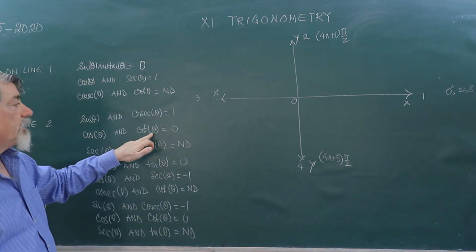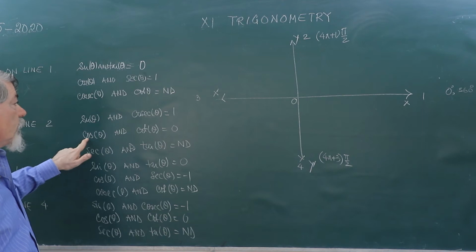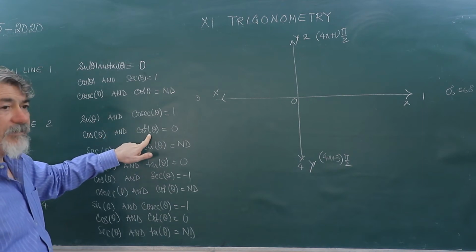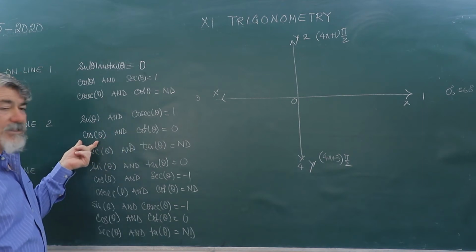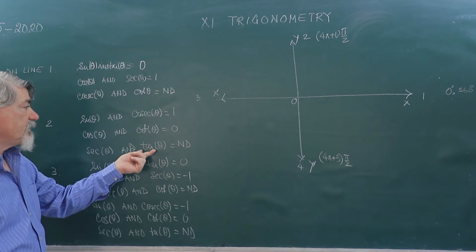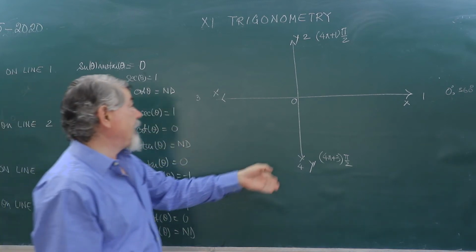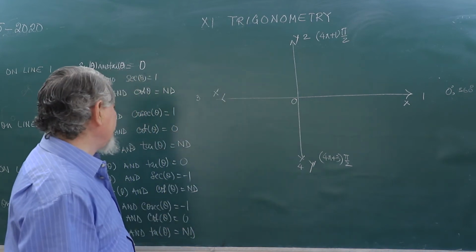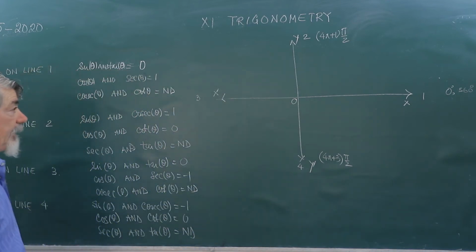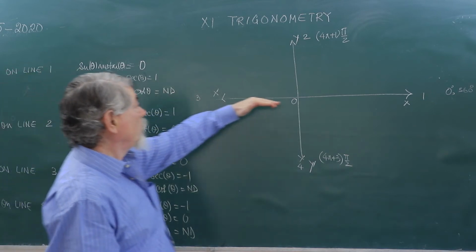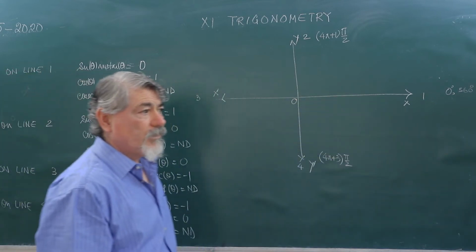Cos theta and cot theta will be 0. The opposite of cos is sec, the opposite of cot is tan, so 1 upon 0 will be not defined. Along this line, sec and tan are not defined. Along the horizontal line, cosec and cot are not defined.